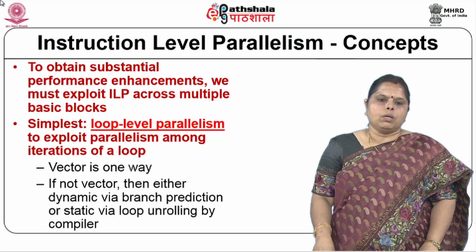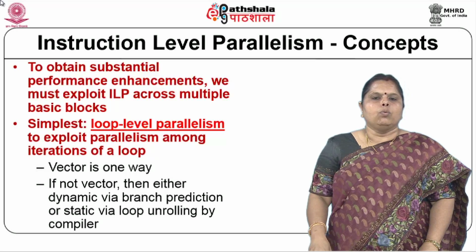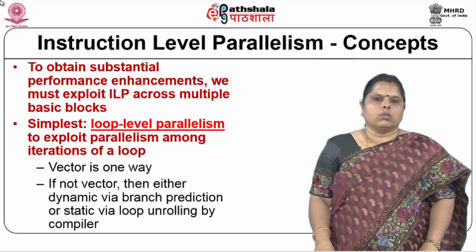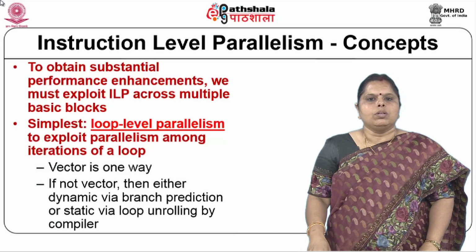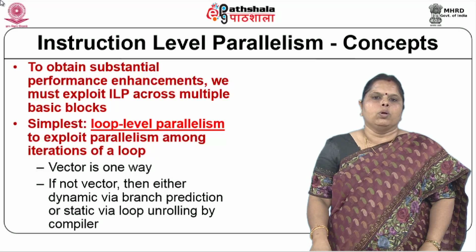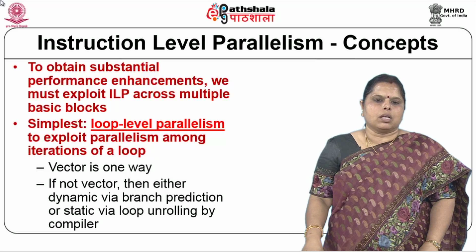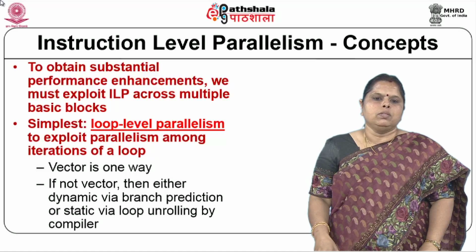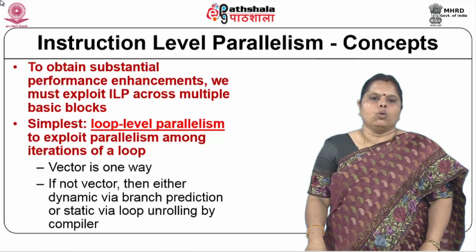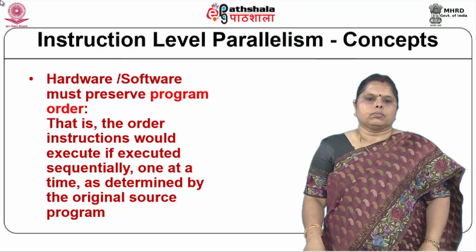So if it is a dynamic branch predictor that we are looking at, we are going to do a dynamic unrolling of the loop, and if it is a static branch prediction that we are looking at, we are going to statically unroll the loop. So we will have to look at these techniques now and see how the unrolling of the loop happens and how we are going to handle the loop level parallelism.